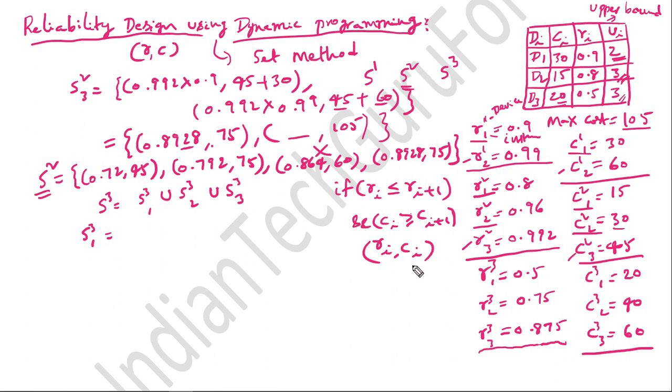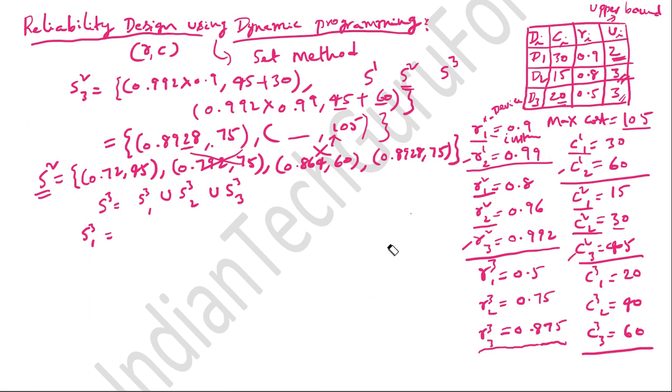So because it is following the rule, what we need to do? We need to remove Ri comma Ci, this particular tuple. That is, this tuple we need not consider. What are the remaining tuples? 0.72 comma 45, 0.864 comma 60. Don't be confused, this 'into' is for this particular ordered pair. So 0.8928 comma 75. Okay, so this is the dominance rule. Based on the dominance rule, we have eliminated one of the ordered pairs. Now there are three remaining ordered pairs we need to consider to calculate S power 3 suffix 1.